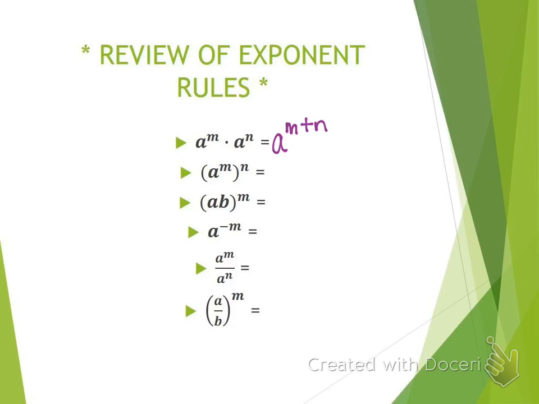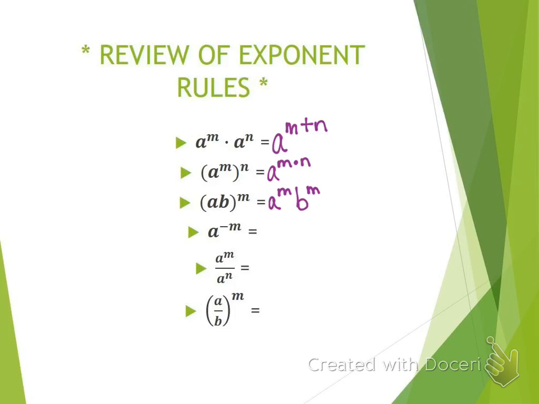The second one, we have a power raised to a power. What do we do? Multiply. So we have a to the m times n. If you don't want to put a dot there, you don't have to. You could just write mn if you know that that's multiplication. If we have a product raised to a power, then every factor of that product gets raised to that power. So AB raised to the m is the same as a to the m times b to the m.